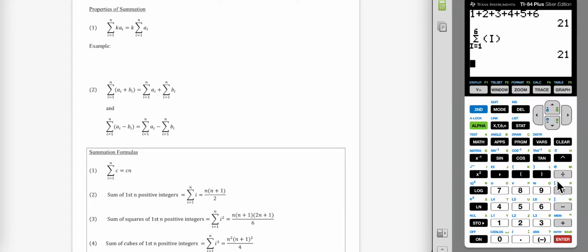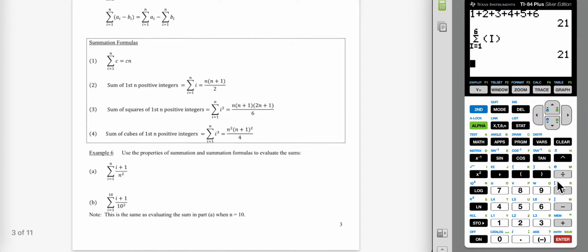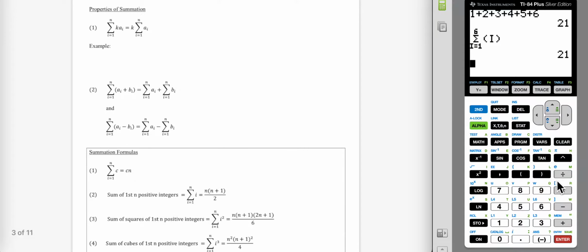So looking at page 3, talking about the properties of summation. There are some of them that are obviously simpler than others, and some that are definitely more complicated, but they're all important. Right? So we'll start off with the most basic one, which is the constant multiple property.